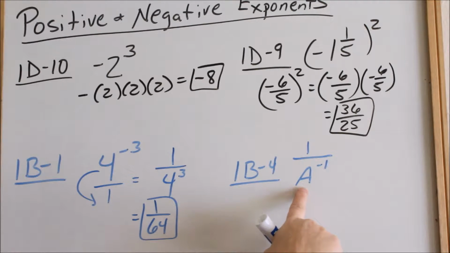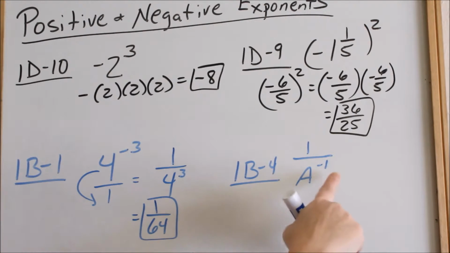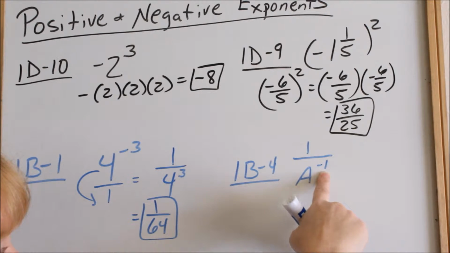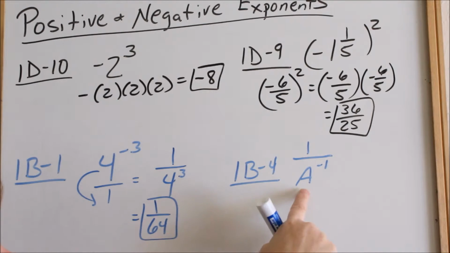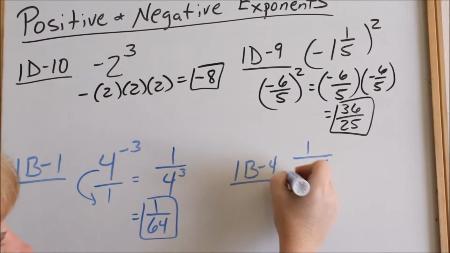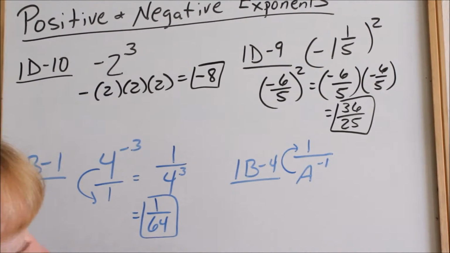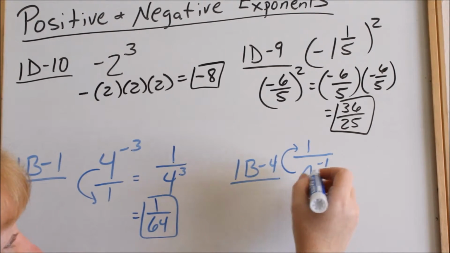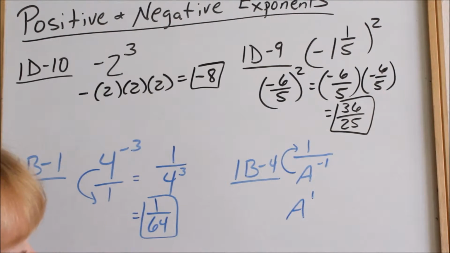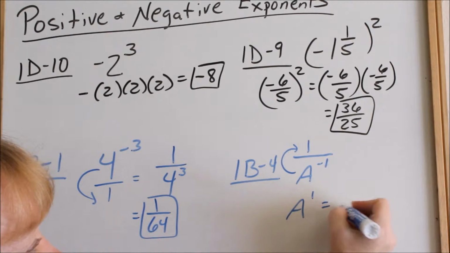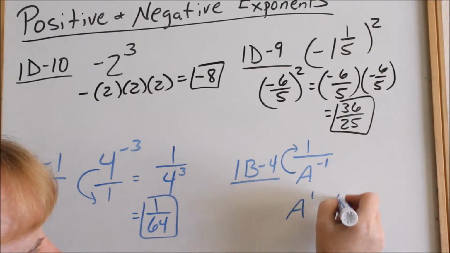1B number 4. If you're going to change the sign of the exponent, you change the place of the base. So if we want to make this a positive 1, we have to change the place of the base. The base right now is in the denominator. We want to move it to the numerator in order to make this a positive. So we move the a up, and then we change the sign of the exponent. A to the first is the same thing as just a.